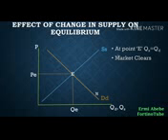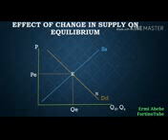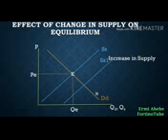Then what happens? Now supply changes, because as you can see here the title is the effect of change in supply. So supply either increases or decreases. Let's say supply has increased. Is it a shift to the right or to the left? As you saw last time, it is a shift to the right. OK, so we have moved from SS to SS1. This is an increase in supply.